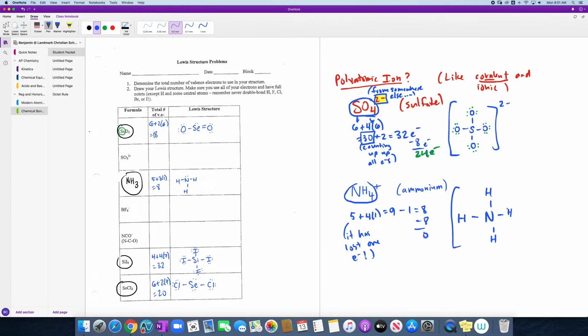So all we have left to do is put brackets around the entire thing and state the charge, put it in the top right just like we would for an ion.